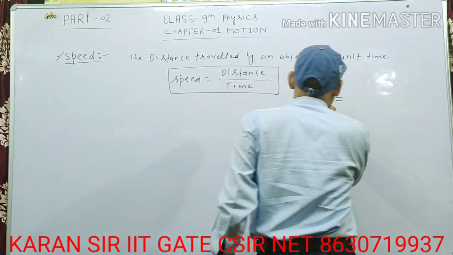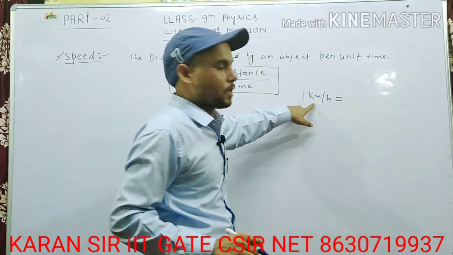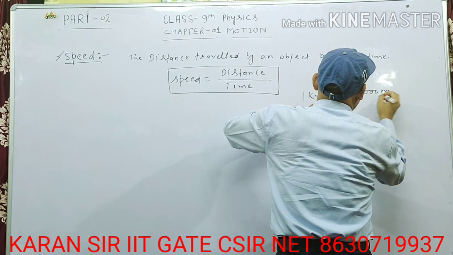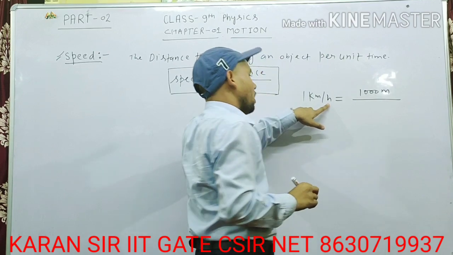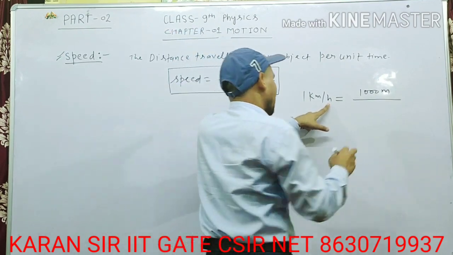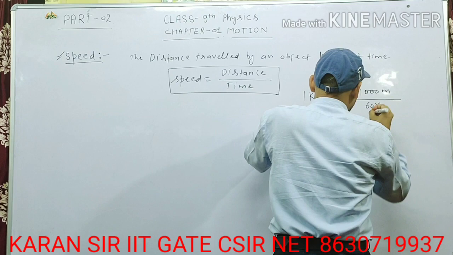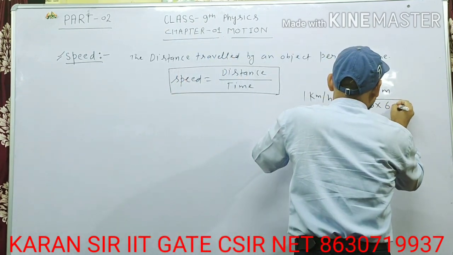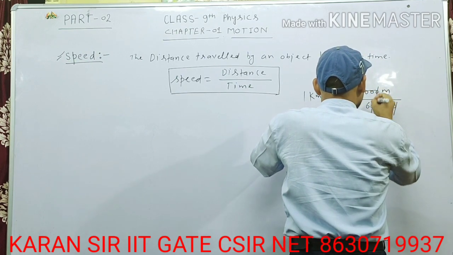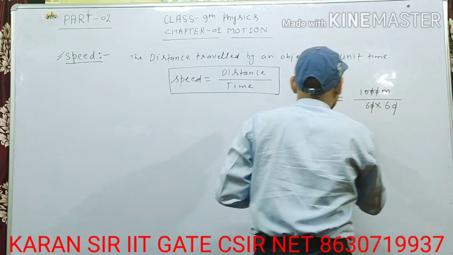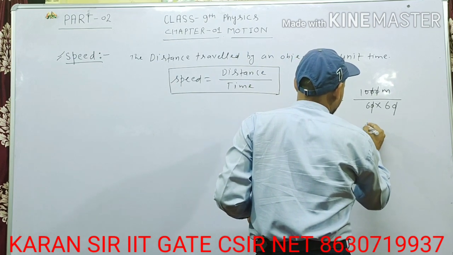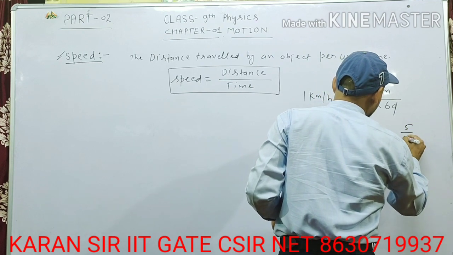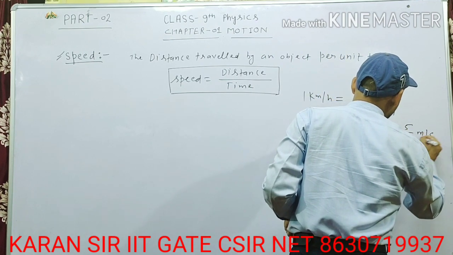How can you convert this into meter per second? How many meters in 1 kilometer? 1000 meters in 1 kilometer, upon hour. How many minutes in 1 hour? 60. And how many seconds in 1 minute? 60. So you can cut this 0 and this 0. So it is 10 upon 36, which equals 5 upon 18 meter per second.